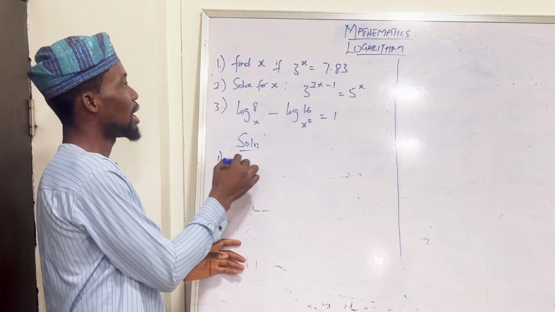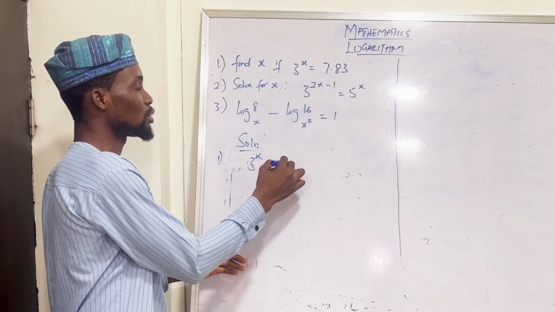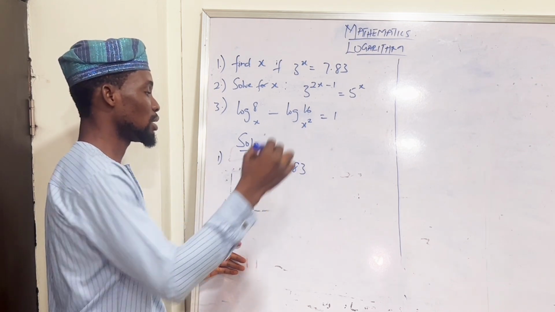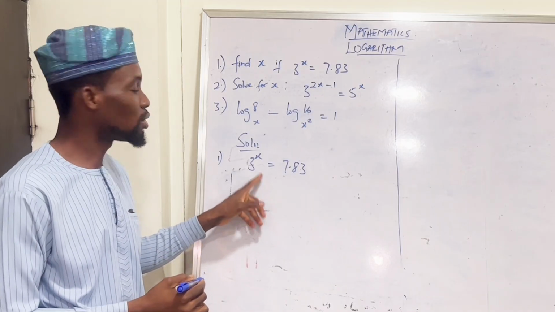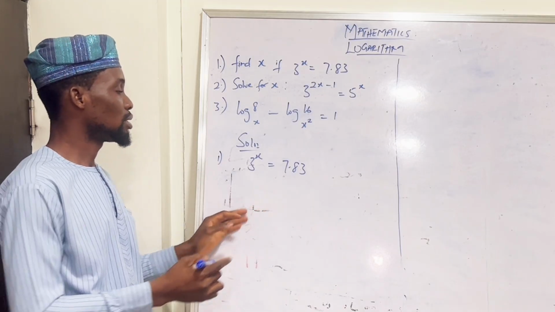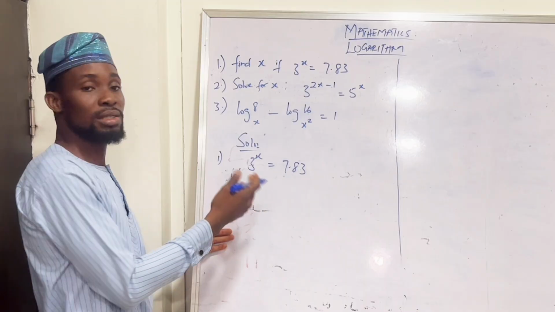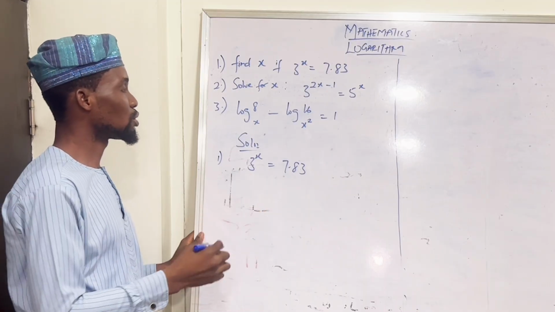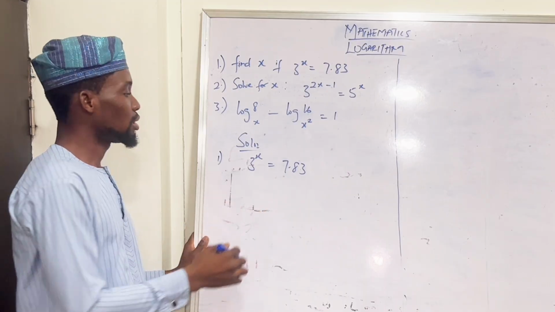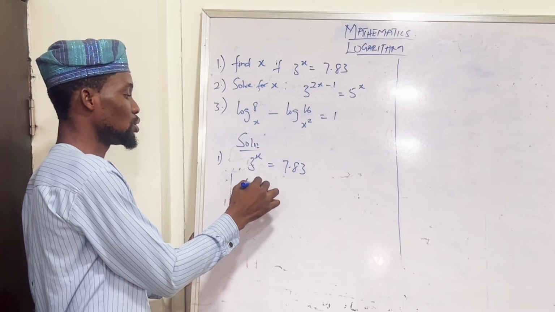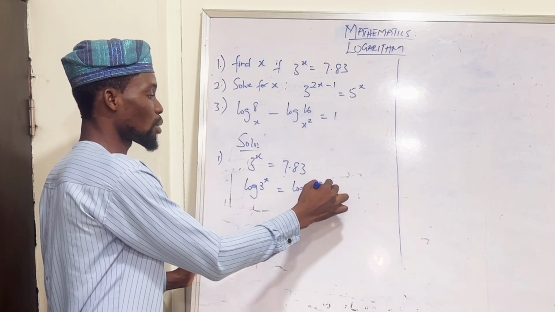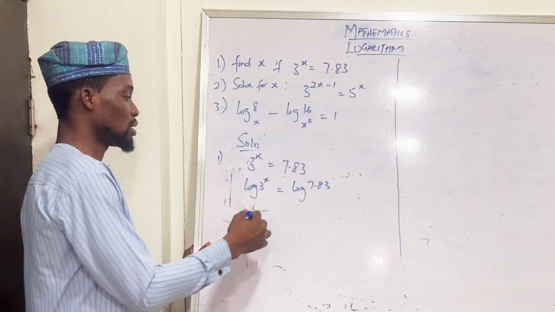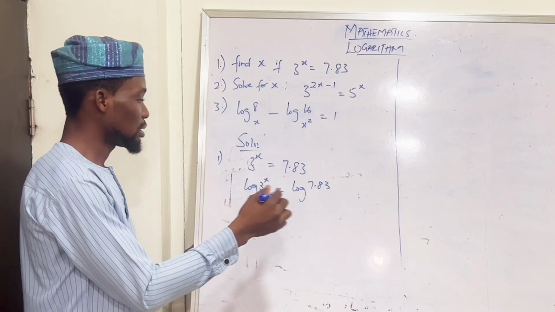I have 3 raised to power x equals 7.83. This question is very similar to questions under Indices, where you have different bases. In this case, you have to introduce the logarithm to both sides. Then after which, you factorize and solve.